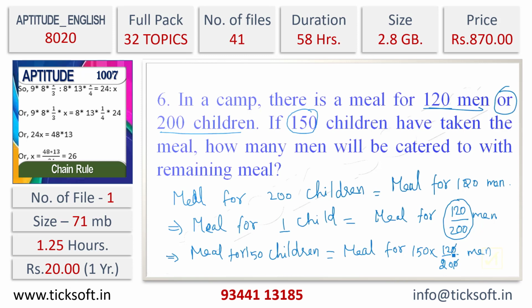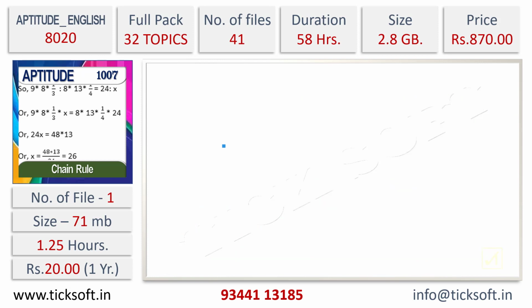Now if we cancel these two values, we get 12 by 20. Again, if we cancel these two values, we get 15 by 2. Now if we divide this 12 by 2, then we will get 6. And 15 into 6 will be equal to 90. So therefore we get that the meal for 150 children is equal to the meal for 90 men.